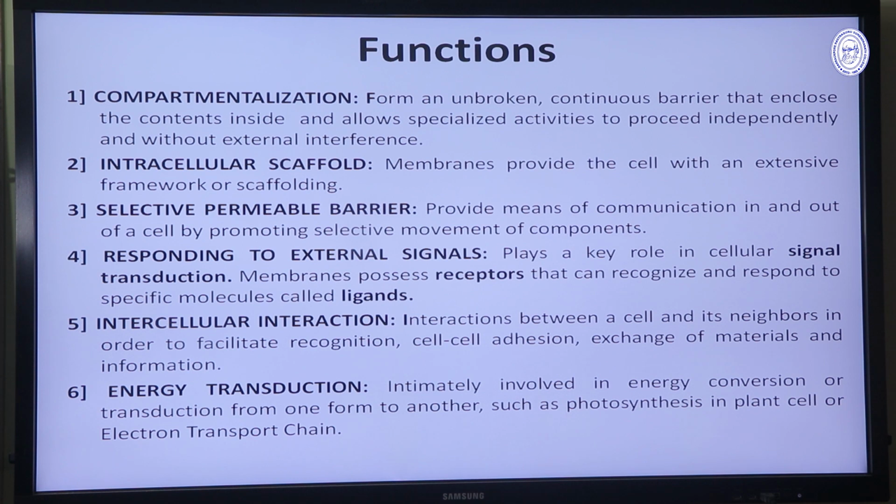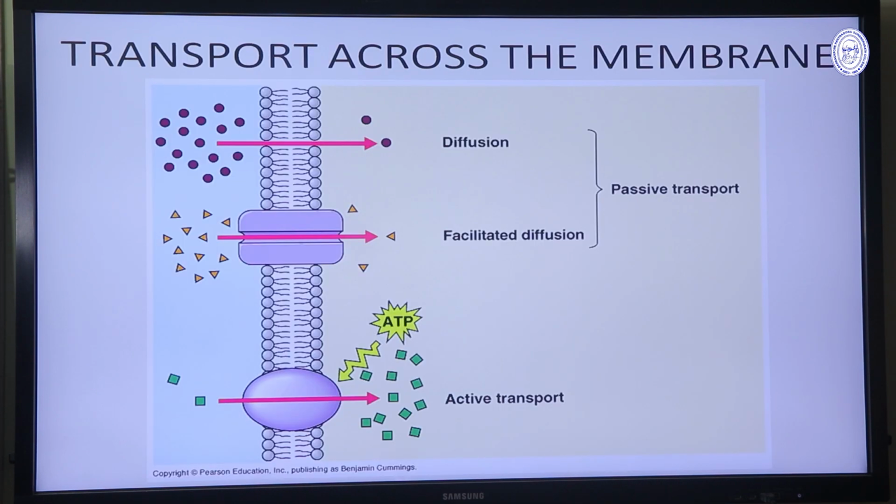The last point here is energy transduction. We know that energy conversion is a very important part of any living system. So, the biomembrane of plastid, we know, is involved in photosynthesis in plant cell, or the mitochondrial membrane is engaged in the electron transport chain forming the ATP. I am focusing on only one function, that is transport across the membrane.